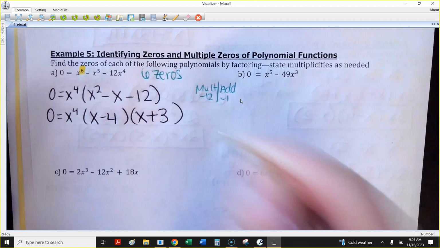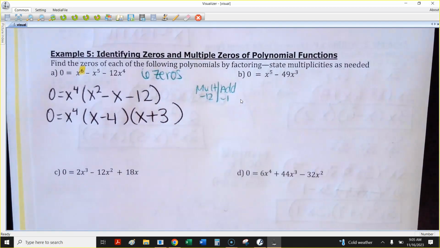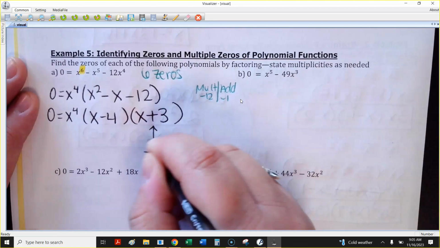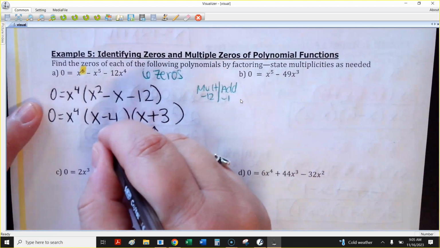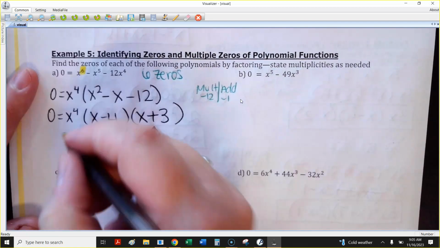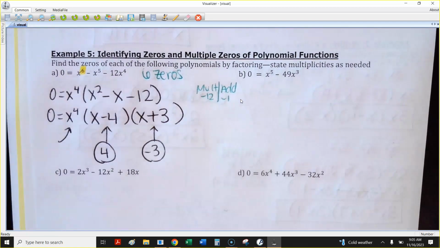Okay, now we're in factored form. Super quick to answer once you're in factored form. You're just going to tell me the zeros. If it's x plus 3, then negative 3 would be our answer. If it's x minus 4, then positive 4 would be my answer. What if it's just x to the 4th? What would my answer be there?